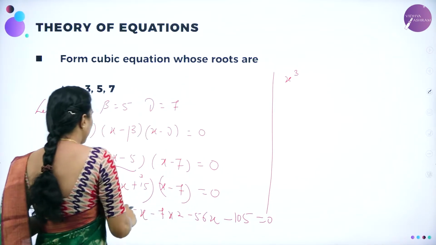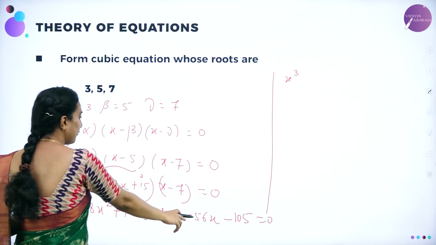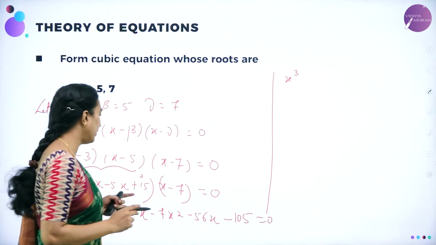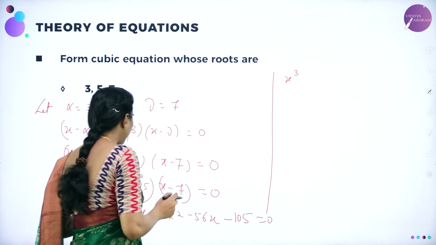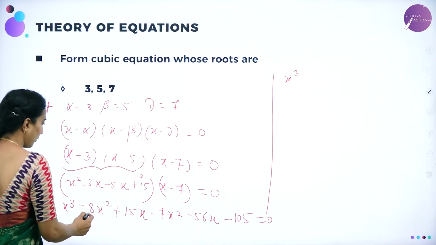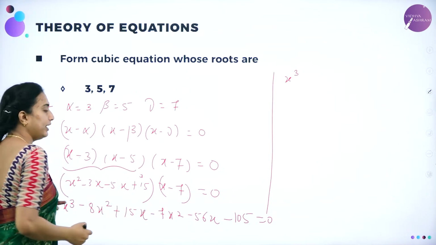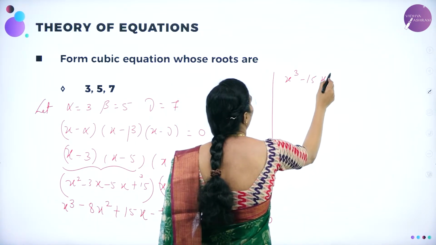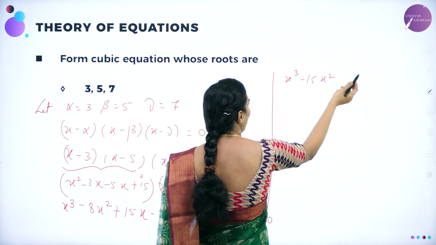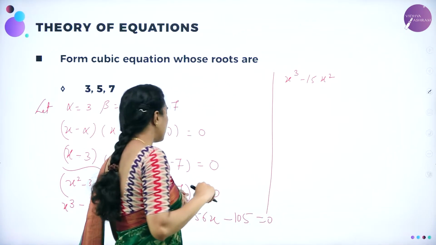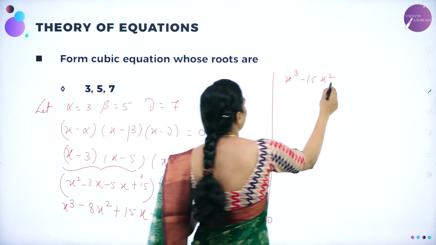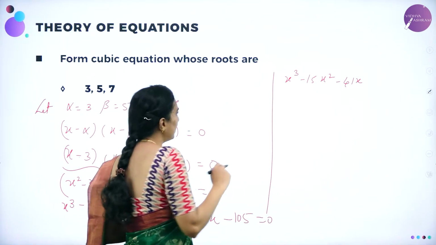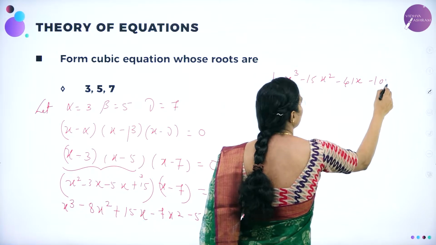Now you can have 15x minus 56x. So 15x minus 56x is nothing but minus 41x you are going to get. So first let me reduce it to the form of x squared minus 8x squared minus 7x squared, which is nothing but minus 15x squared. After the cube, it is 3, 2, 1 like that. Now 15x minus 56x is minus 41x. Remaining is the constant, minus 105, equal to 0.